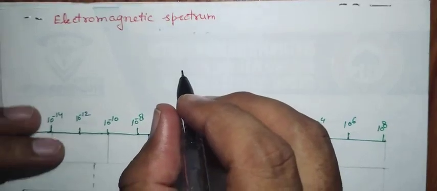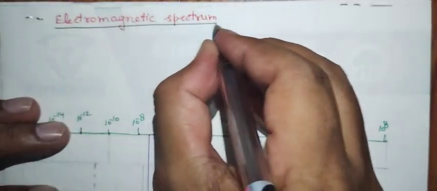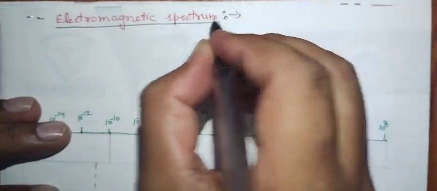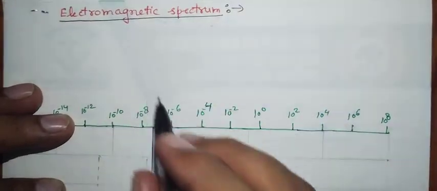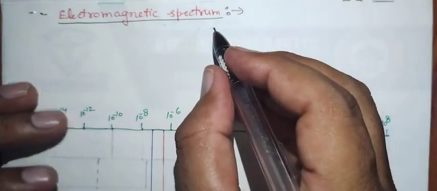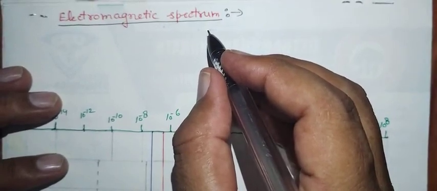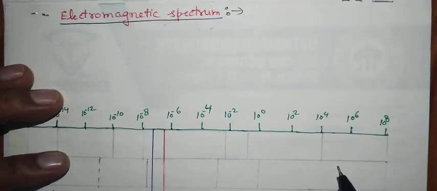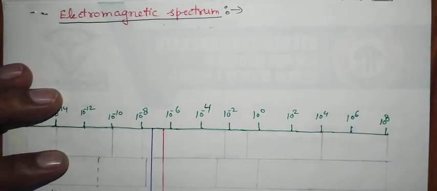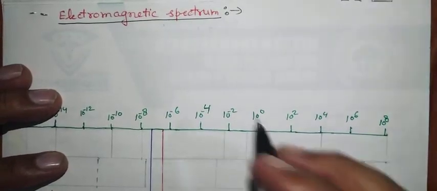Hello everyone, we are going to see the complete electromagnetic spectrum. To understand the complete analysis of electromagnetic energy, let us see some facts. In this video lecture, we will see electromagnetic energy, types of electromagnetic energy in detail, and some important facts about electromagnetic energy.